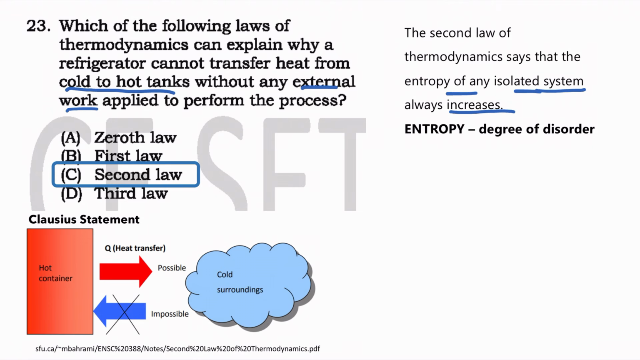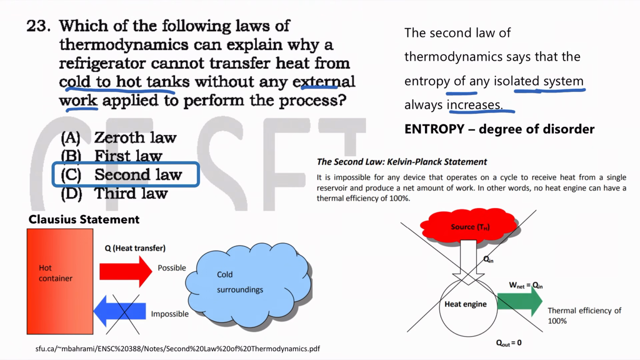So, yan yung diagram. So, yung sa second law naman na Kelvin-Planck statement, gusto ko lang idagdag. Sabi naman dito, it is impossible for any device that operates on a cycle to receive heat from a single reservoir and produce a net amount of work. In other words, no heat engine can have a thermal efficiency of 100%.